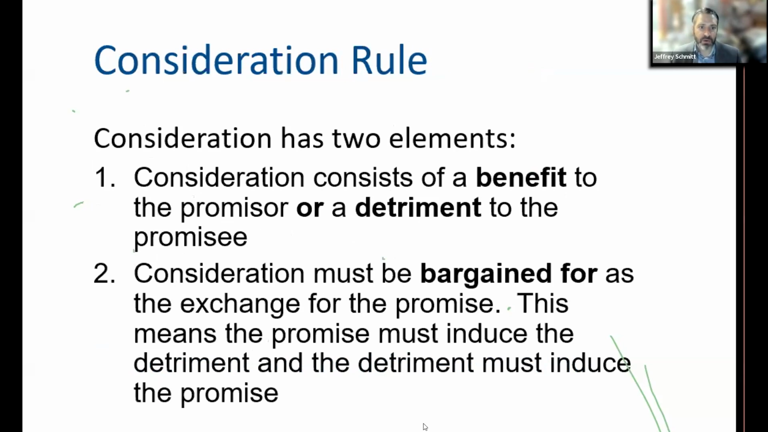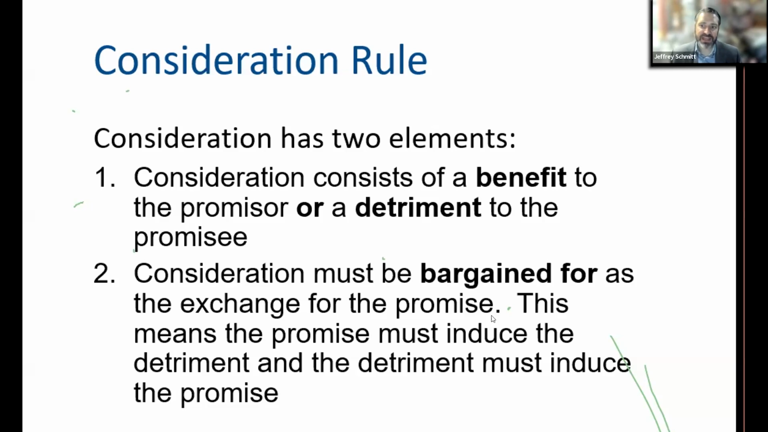Okay, so we need to distinguish between a promise to make a gift and a deal. How do we do that? Well, there are two elements. There's a benefit or a detriment. Someone needs to get something or be hurt. And we need to find a bargain. We need to find mutual inducement. The promise must induce the benefit or detriment, or the detriment or benefit must induce the promise. That's our basic rule.